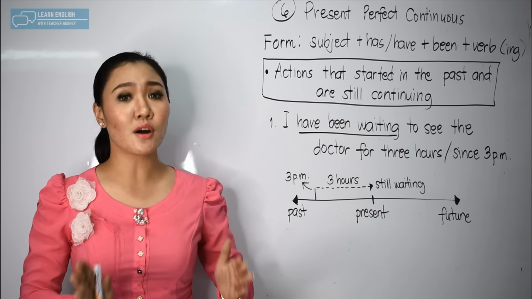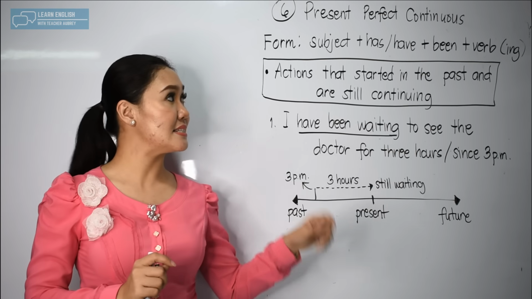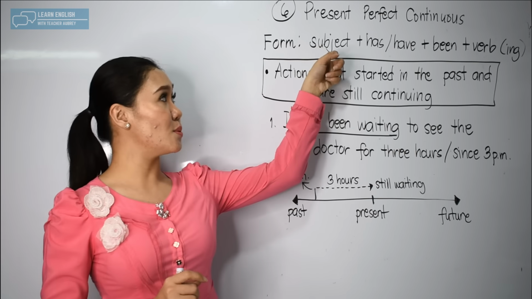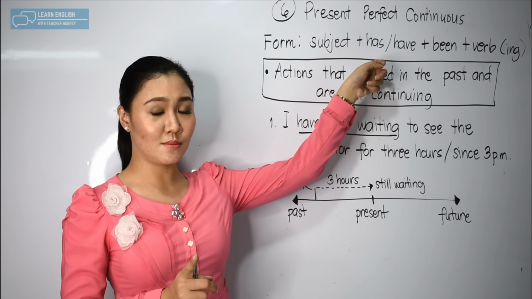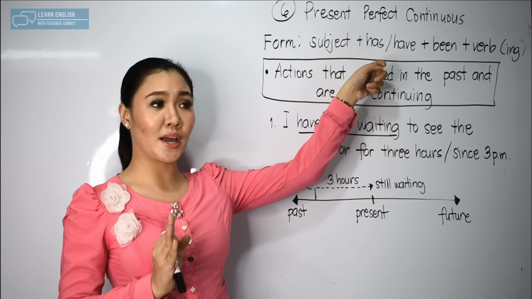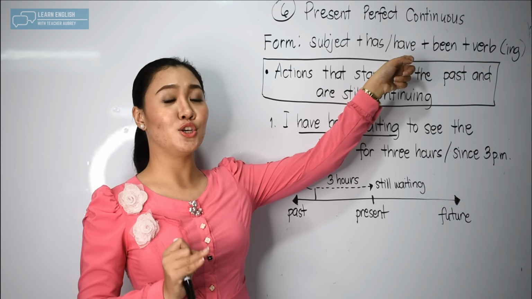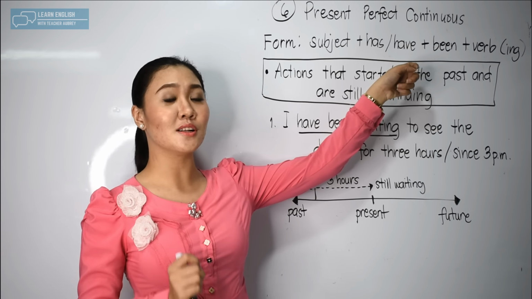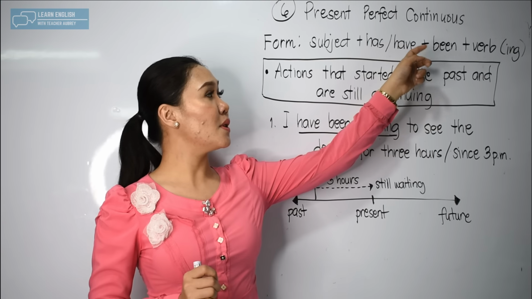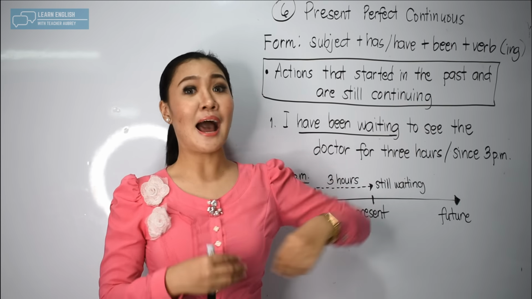The formula that we are using to form a present perfect continuous in our sentence is this. Firstly, we must have the subject. Next is the helping verb has for singular. He, she, it, or any singular subject. O kaya naman have for I, you, we, they, or any plural subject have ang ginagamit, plus been. Okay? Plus the verb in ing form.